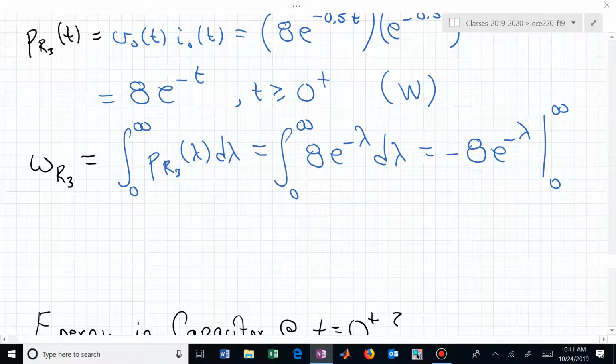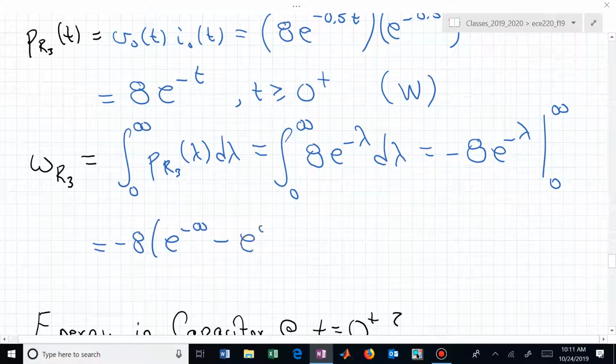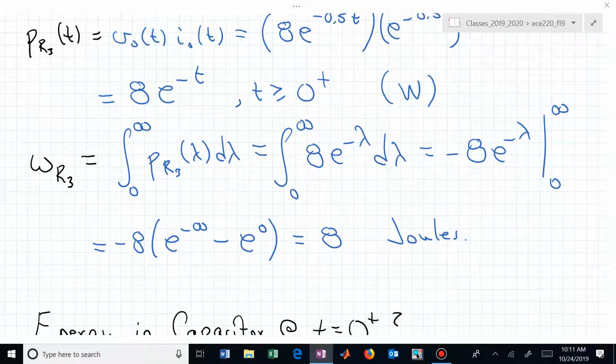We evaluate the upper limit. That vanishes. We now have minus 8 times e to the minus infinity minus e to the 0. We have a minus 1, so we now have 8 joules that R3 dissipates. That's the energy dissipated by R sub 3 for all positive time.